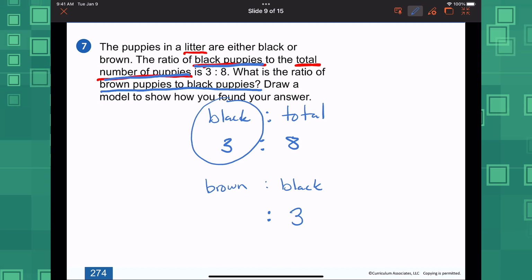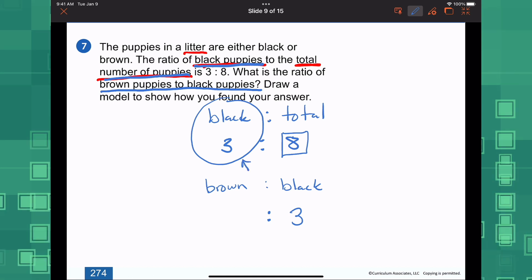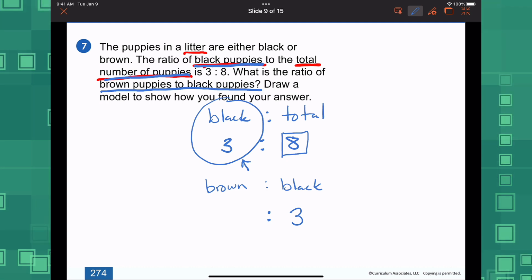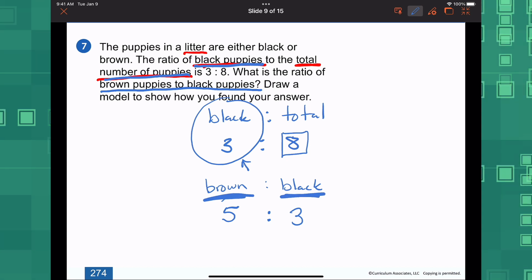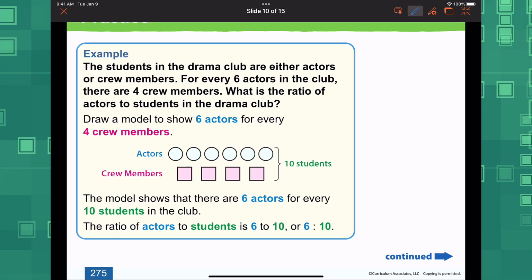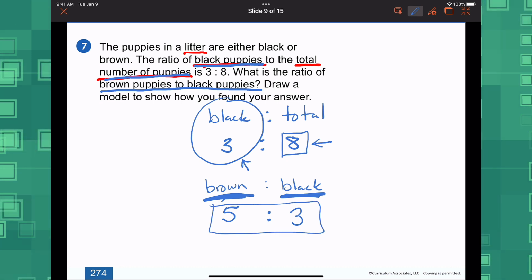For the brown puppies, how many brown puppies were there? If there are 8 total puppies and 3 of them are black puppies, how many of them would be brown? Well, that would mean that there would have to be 5 brown puppies. If we only have brown and black puppies, 5 plus 3 would give me a total of 8 puppies. So my brown to black ratio would be 5 to 3, brown puppies to black puppies.